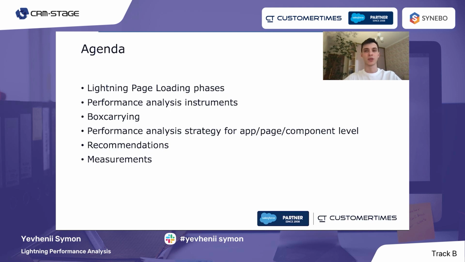The next item will be Boxcaring. It's an important technical mechanism in Salesforce that definitely has to be taken into account while working on improving the performance of the Lightning pages. The next item will be performance analysis strategy for apps, pages, and even component level. So we will discuss some steps that we can go through to analyze and improve our performance.